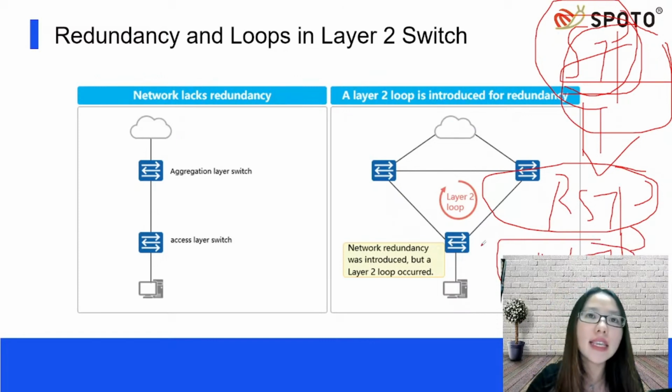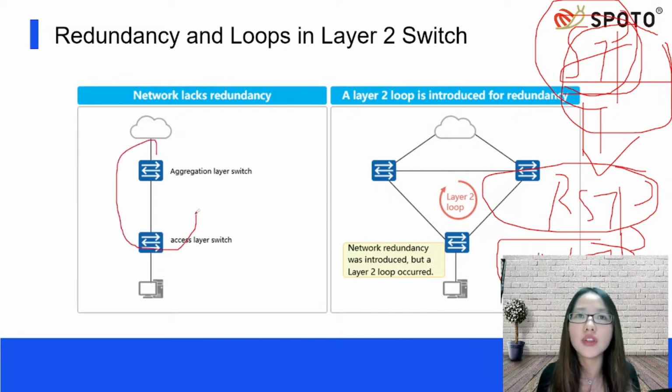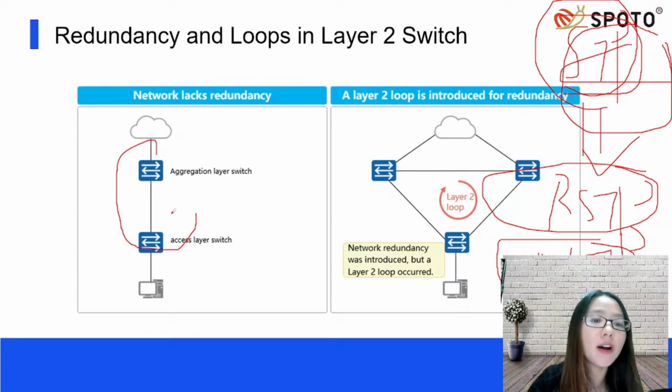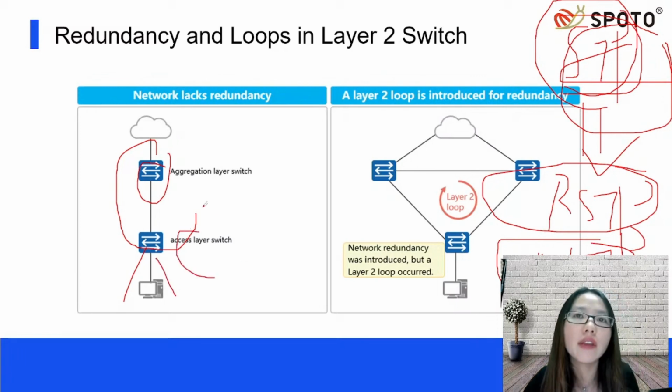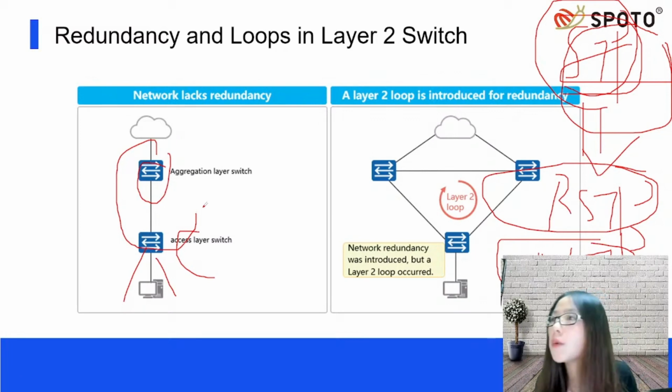As shown in the figure, if a single link of the access layer switch is the uplink, there will be a single link failure. If this uplink fails, the user-connected access layer switch will be disconnected from the network.